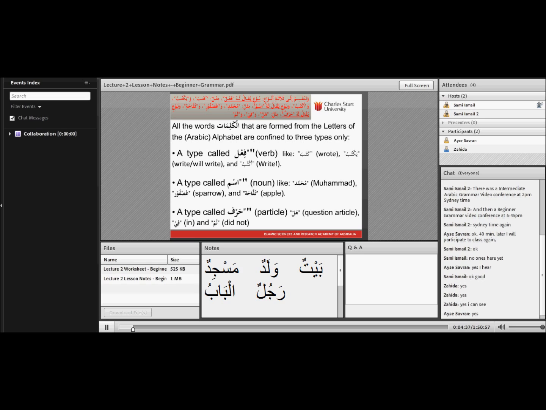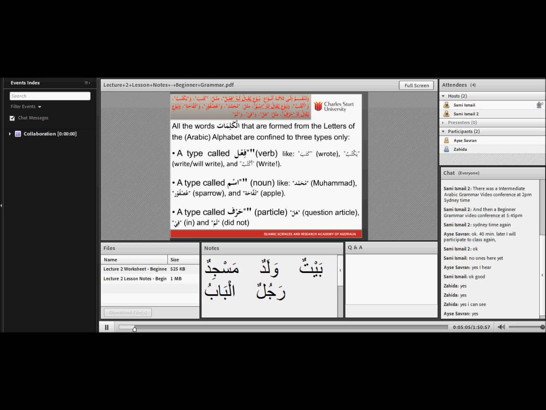And the last type is called a harf, meaning a particle. So for example, the word hal. So hal is a question particle, meaning is this or what. We'll look at the meanings later on because it depends on the context. And then another example is fi, meaning in, and another example is lam, meaning did not.